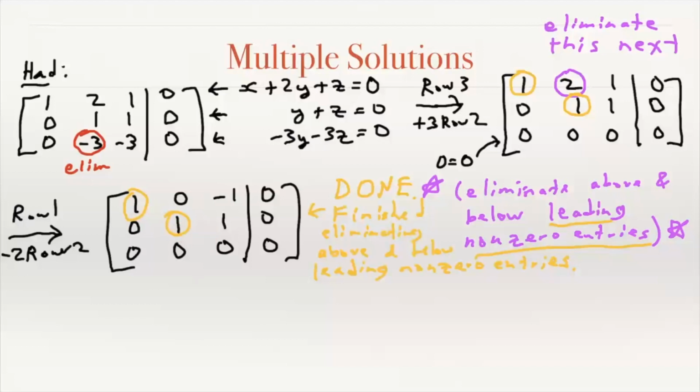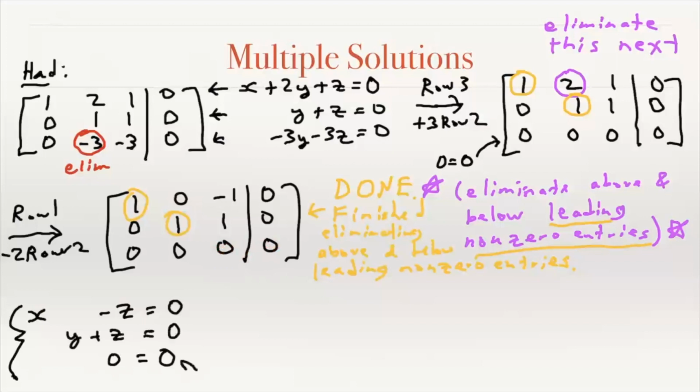Well, at this stage, once we're done, once we have eliminated above and below all leading non-zero entries like this, we write out the equations. So this first row says x minus z is 0. The second row says y plus z is 0. And the third row says 0 equals 0. This is the same as saying nothing. It's saying that z is free. There is no restriction on what z is.